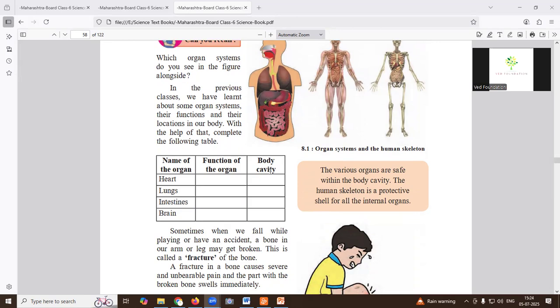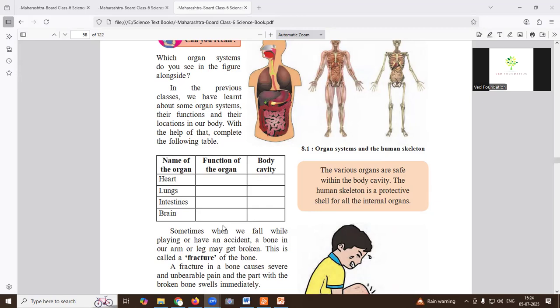Like the cranial cavity is in the head, buccal cavity, the cavity in the mouth, then thoracic cavity, the cavity in the chest, then abdominal cavity and pelvic cavity. So these are the different cavities inside the human body.